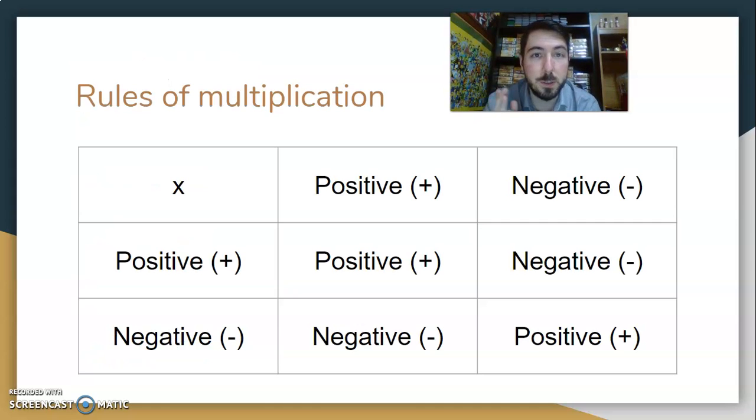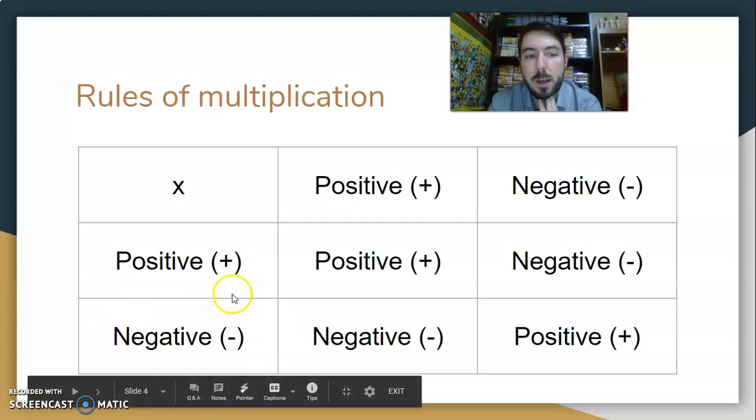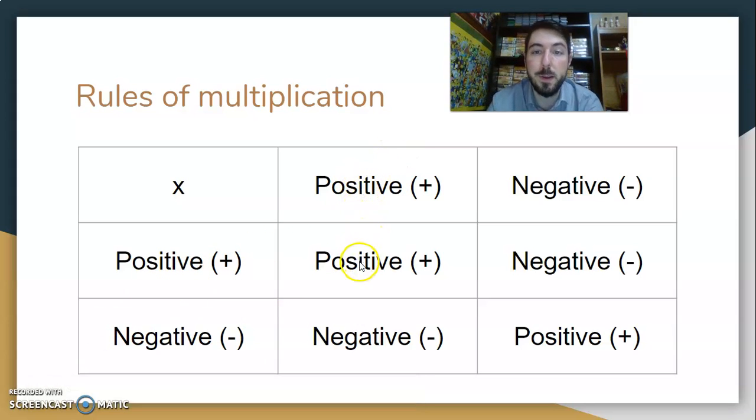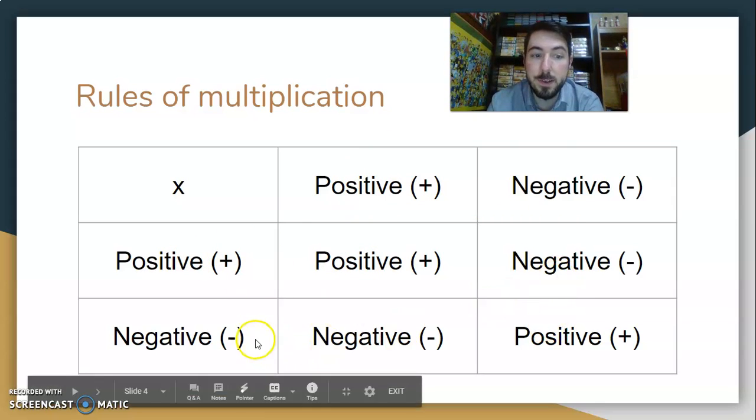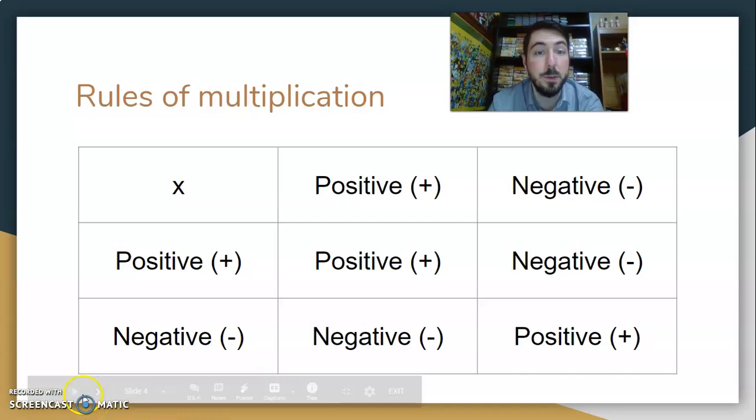So I just wanted to go over the rules of multiplication. This is something that might have been covered, might not have been covered before. But all this table says is when you multiply 2 positive numbers, you get a positive answer. When you multiply a positive with a negative, you get a negative answer. When you multiply a negative with a positive, you get a negative answer. And when you multiply 2 negative numbers, you get a positive answer. So it's just an important thing to keep in mind if you're ever doing some quick multiplication. But definitely a good thing to remember.